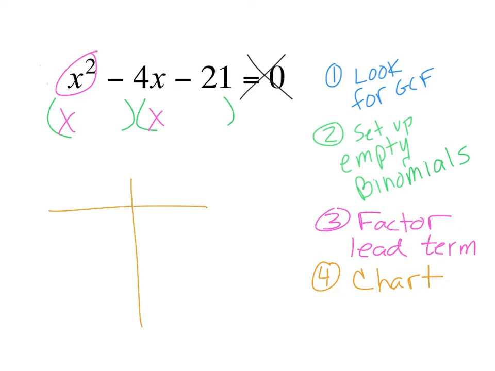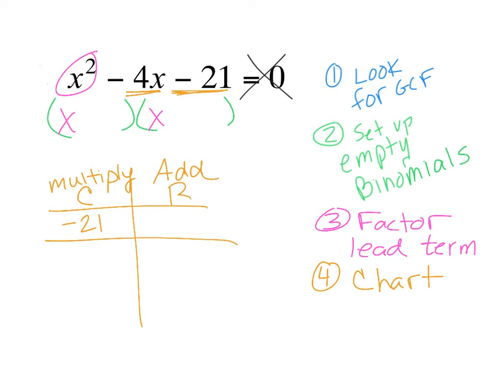So we need to figure out, what do we multiply to get C? So in this case, C is negative 21, because that's the constant that's there by itself. So what are we going to multiply to get C that will add up to get B? And in this case, B is a negative 4. So we've got to think about what those factors of 21 would be.